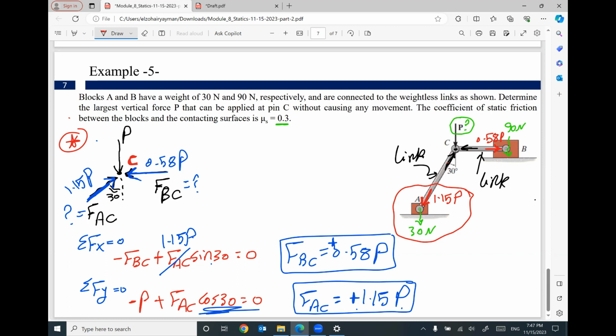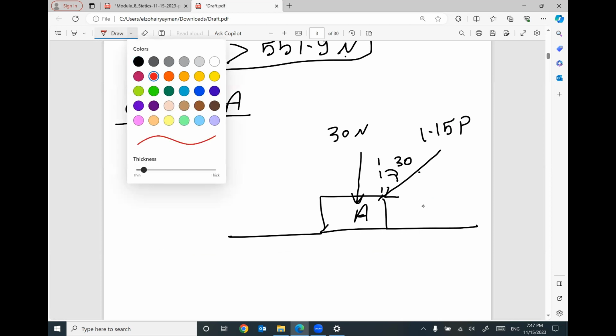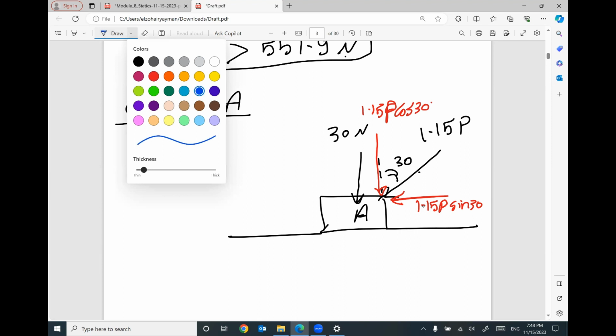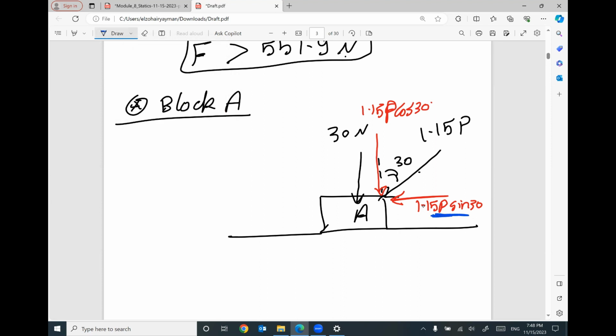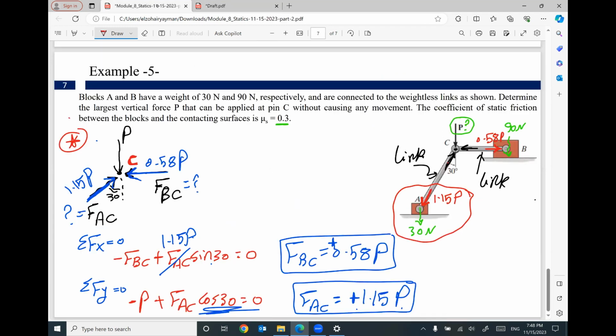Now I'm working on block A. We have this force and we have this weight. This force will be broken into two components, one horizontal and one vertical. The horizontal one will be 1.15 P sine 30, and the vertical one would be 1.15 P cosine 30. Keep in your mind, this horizontal component is trying to push block A to the left, so I should expect the friction to the right, in the opposite direction. This friction will equal mu times capital N. Mu is given for this problem as 0.3.